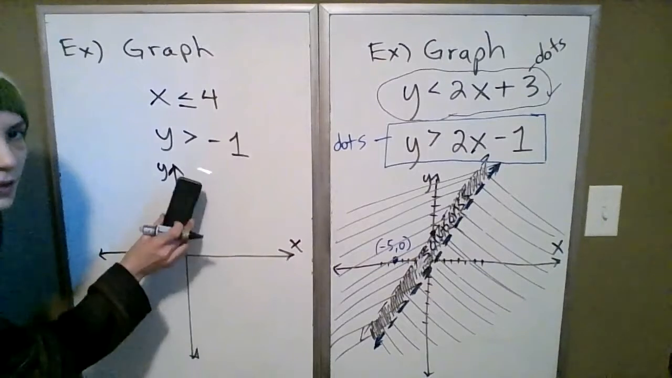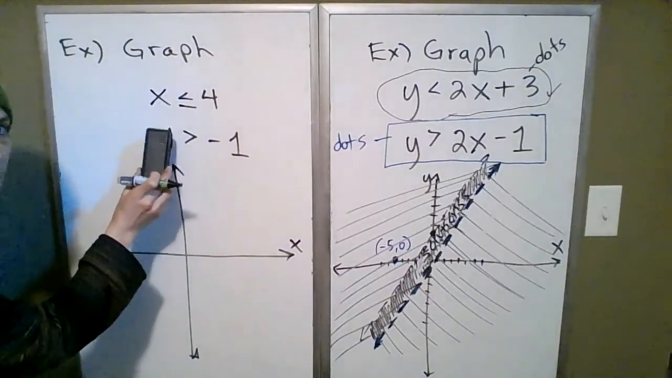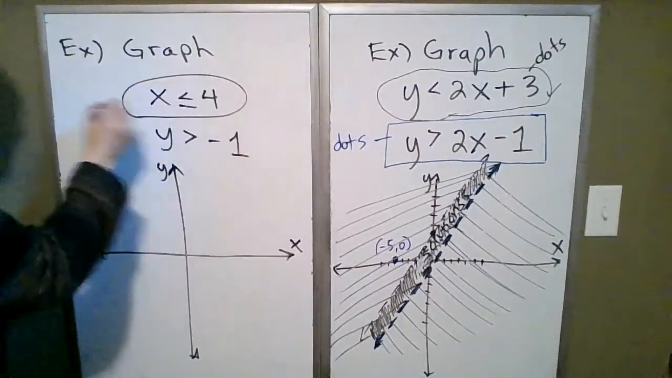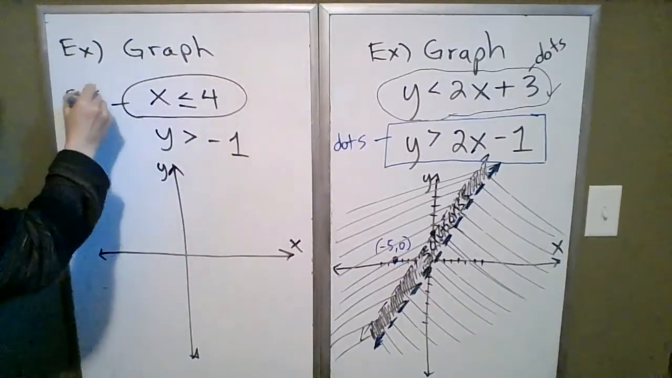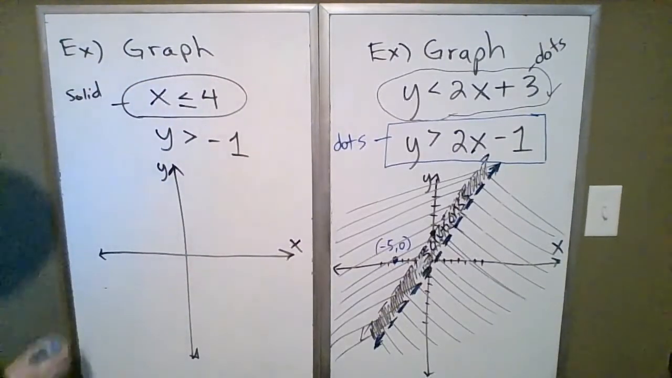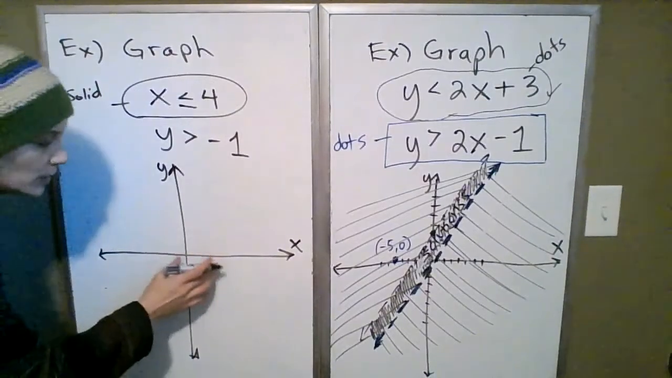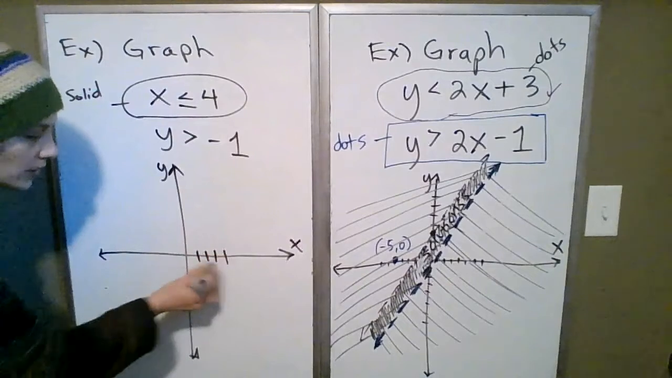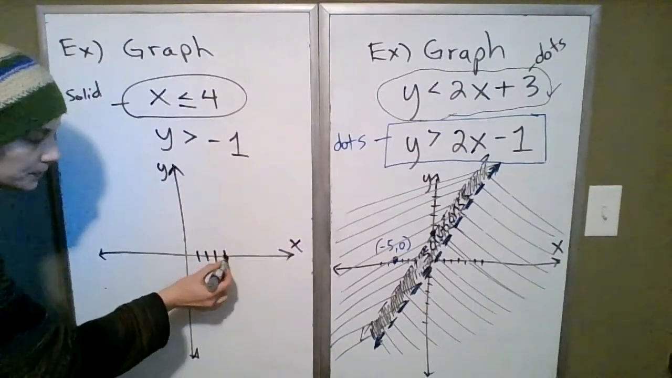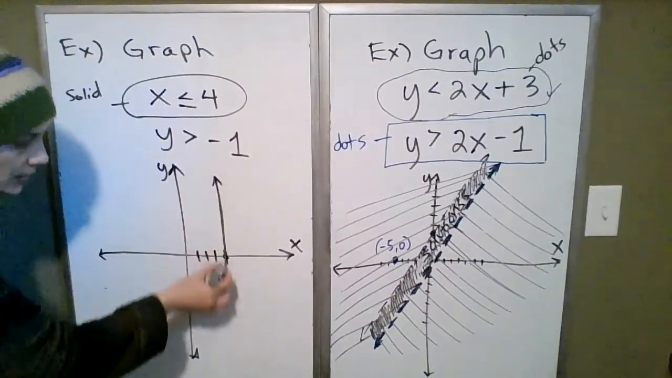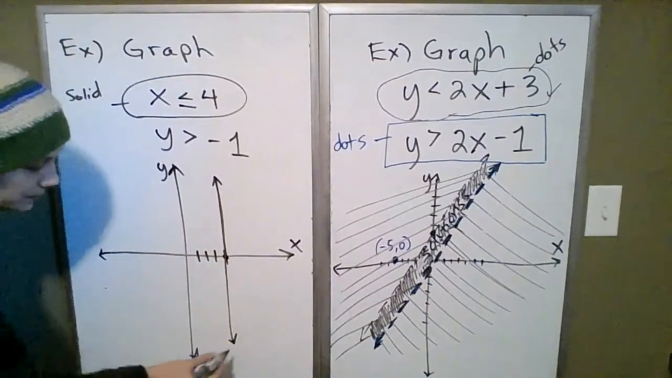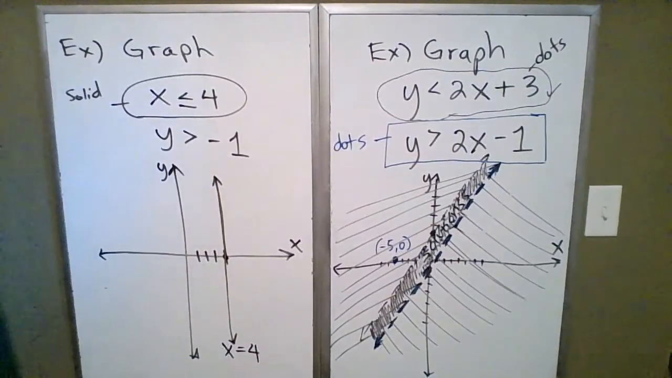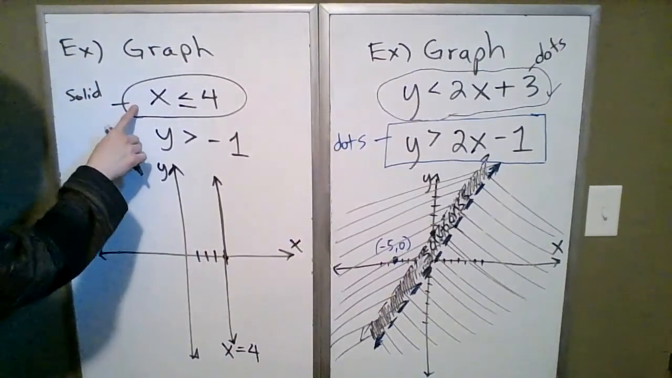So start with that first inequality, x less than or equal to 4. So it's going to be a solid line. And we're going to put x equal to 4, which is where y can be any value it wants, but x has to go over to 4 for all of this. Okay, I have that line.